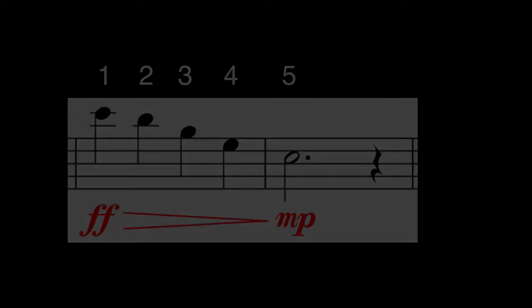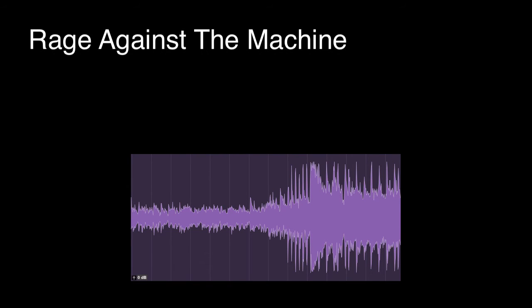Speaking of crescendos and decrescendos in pop music, here's one of my favorite gradual changes of dynamic in a song by Rage Against the Machine called Bomb Track.